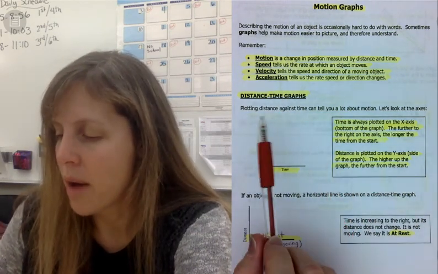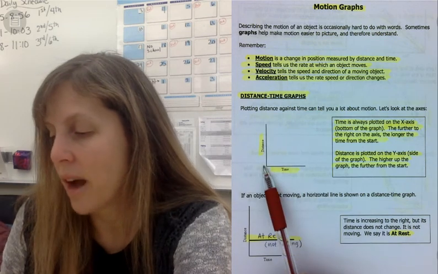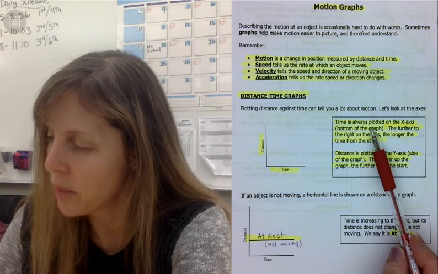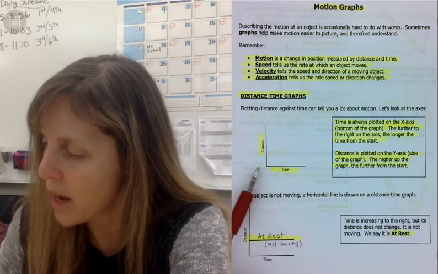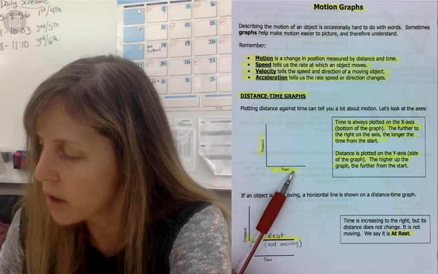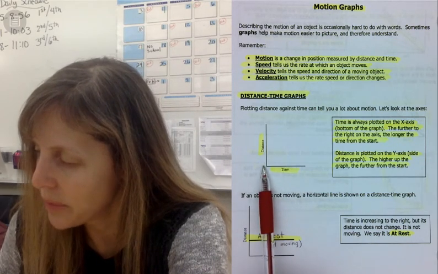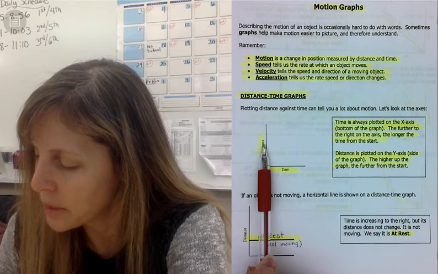So distance time graphs, you'll always find the distance on the y-axis and the time on the x-axis. So time is always plotted on the x-axis, which is the bottom of the graph. The further to the right of the axis, the longer the time from the start. Distance is plotted on the y-axis, this side of the graph. The higher up the graph, the further from the start.